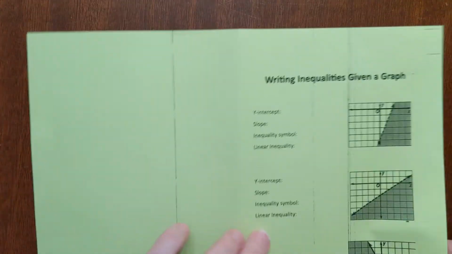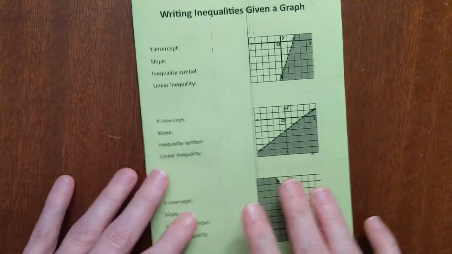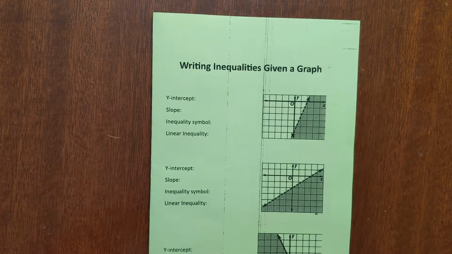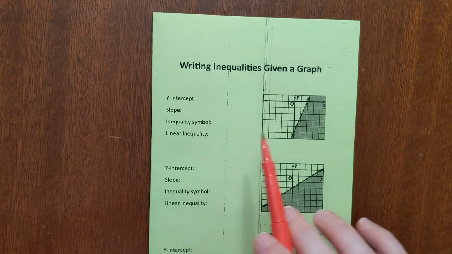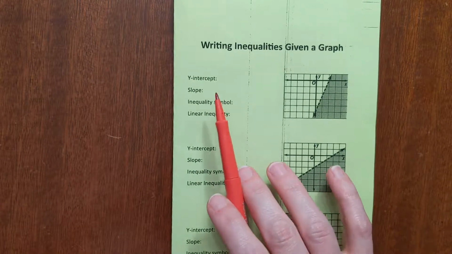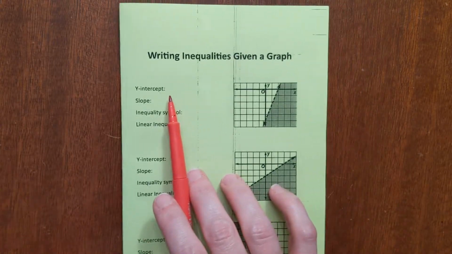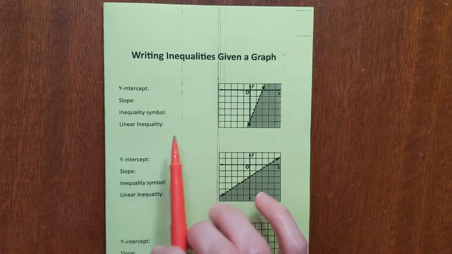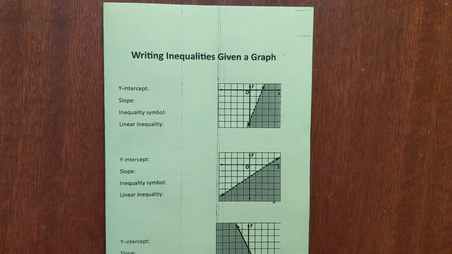So you have this piece of paper here that's flat. We just folded it in half, and we just taped a couple of pieces of tape on the back, taped it in our journal like this. So I want to work a couple of examples for you, how to write an inequality if you're given a graph. So these are the pieces that we're going to need. We're going to need to know our y-intercept. We're going to need to know our slope. We're going to have to figure out our symbol, and then we can write our inequality.